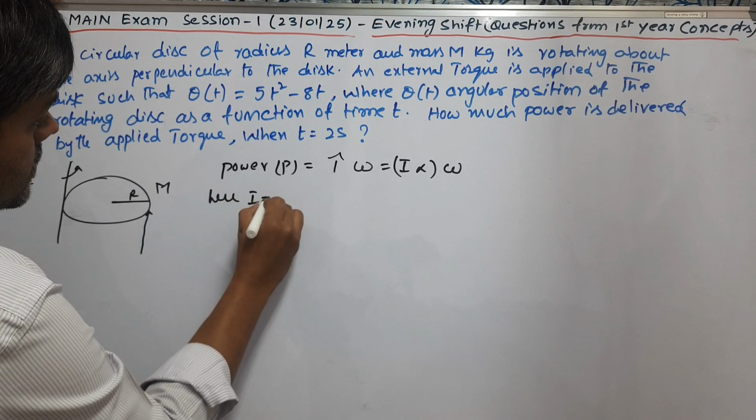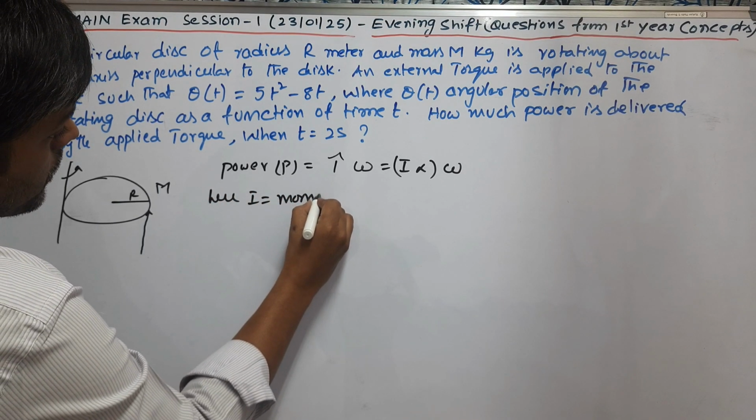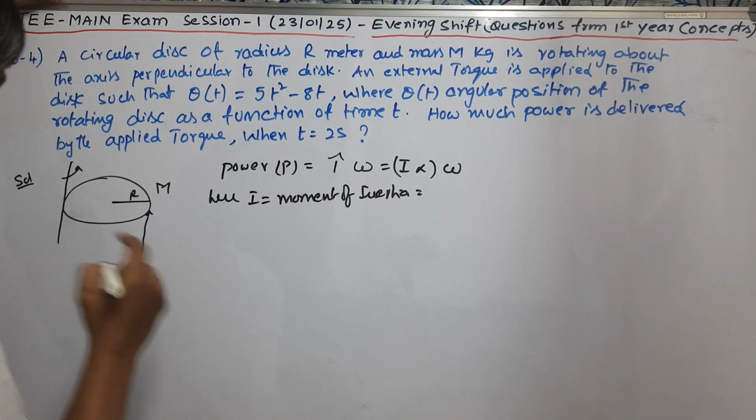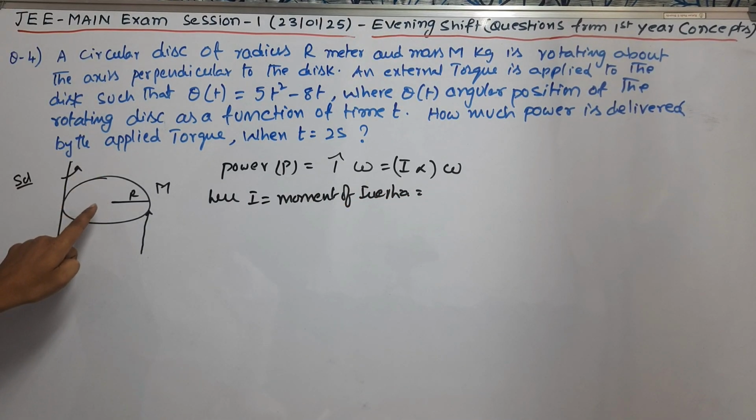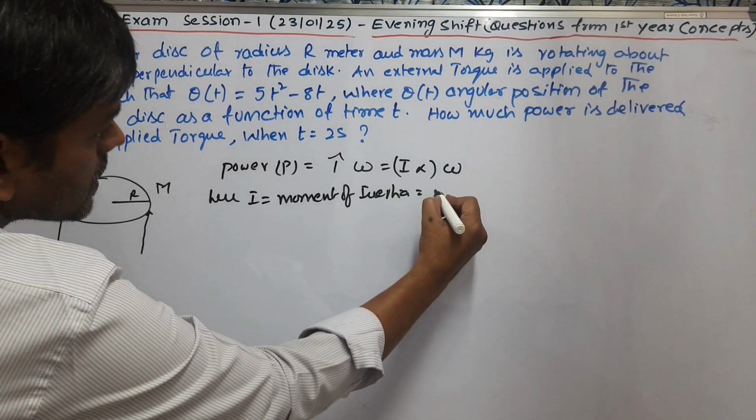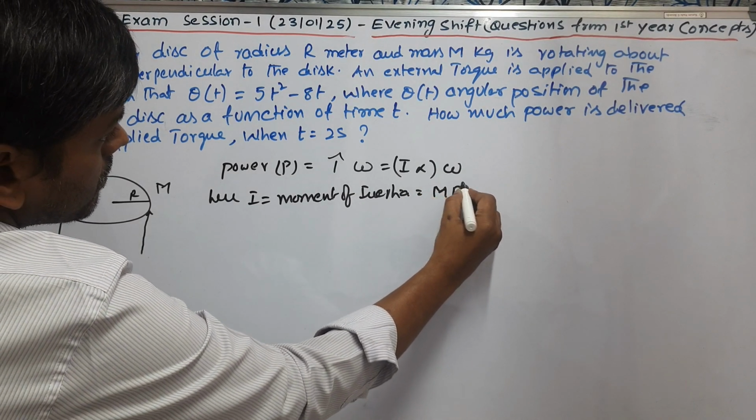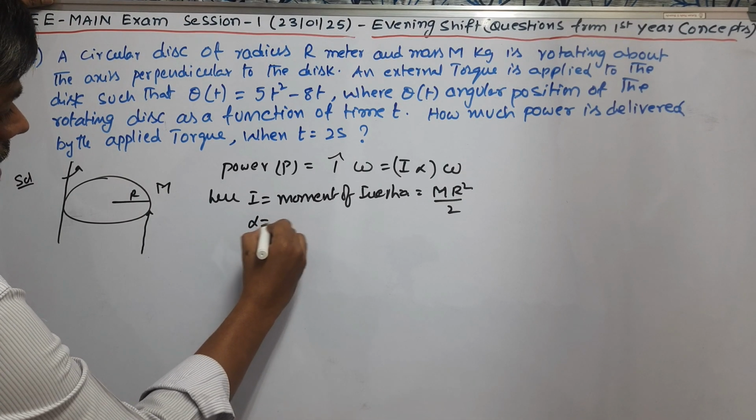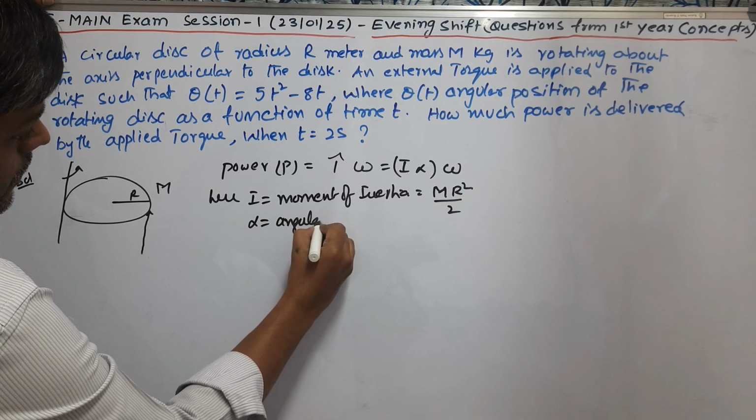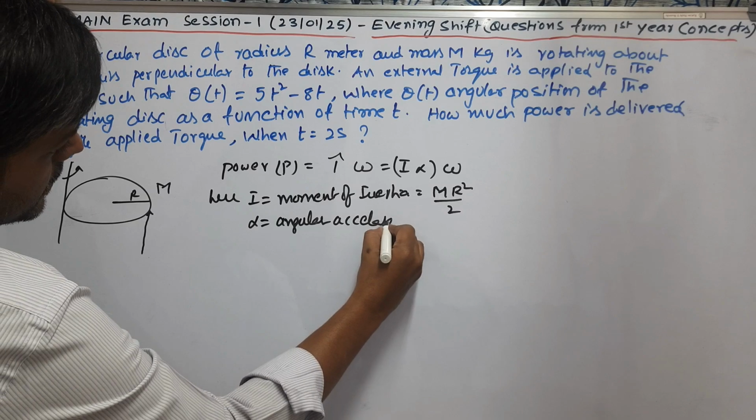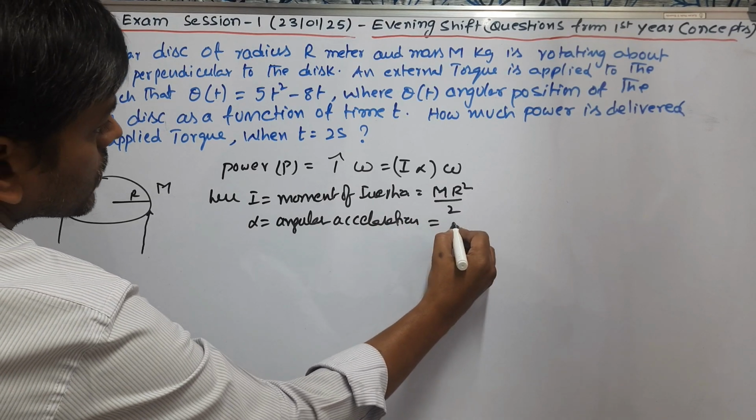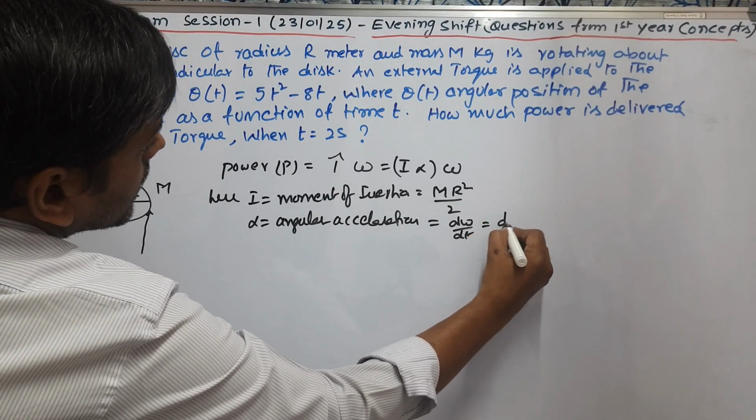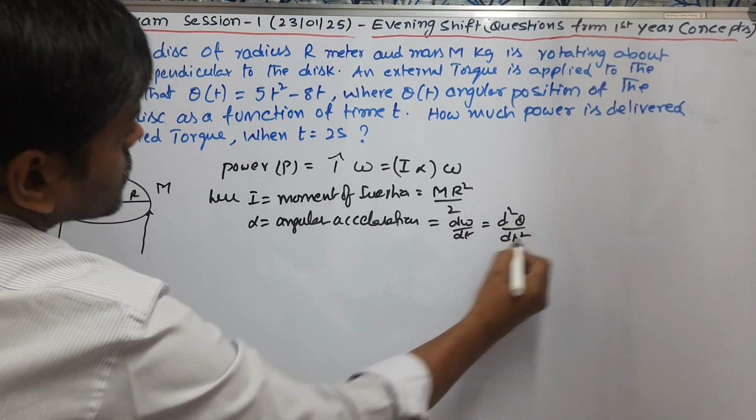Here I is the moment of inertia. The disc is rotating about an axis perpendicular to its plane, so the moment of inertia is equal to M r square by 2. Alpha is the angular acceleration, which is equal to d omega by dt or d square theta by dt square.